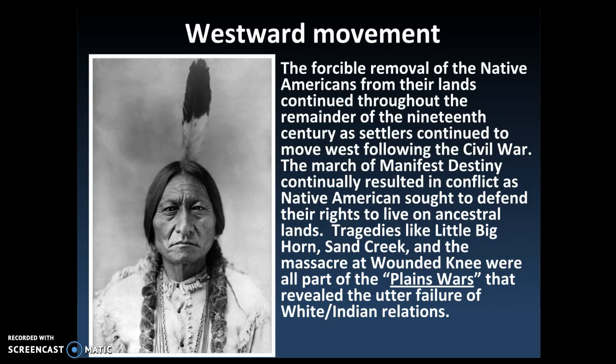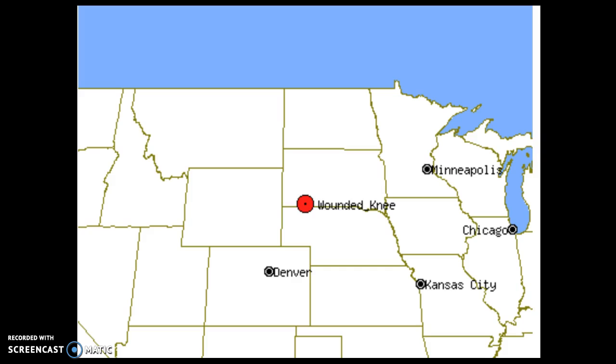And unfortunately, during this time period, we're going to see an old familiar theme of the forcible removal of Native Americans. Manifest destiny, this idea that God ordained our expansion, did not leave a lot of room for native tribes that had already lived there. And a lot of tragedies like Little Bighorn, Sand Creek, and the massacre at Wounded Knee are going to really reveal that as the United States moved west, we did not do a good job of establishing positive relationships with the people that had already lived there.